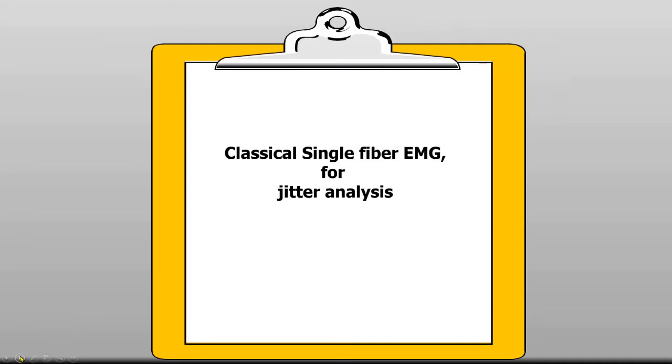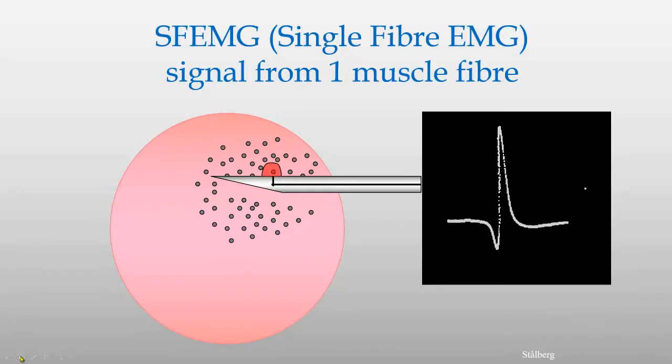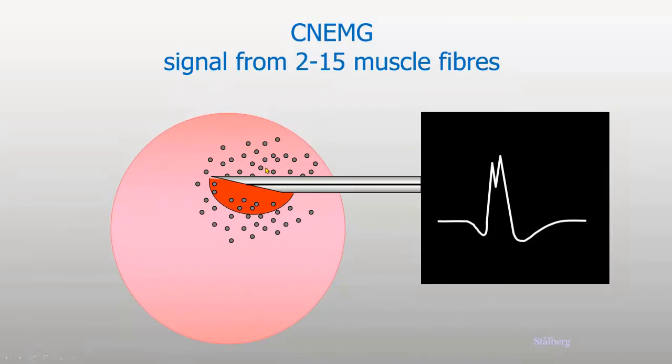First, a few words about single fiber in general. This is the uptake area of the single fiber electrode, 200 micron in radius. And this is the larger uptake area for the concentric needle electrode.